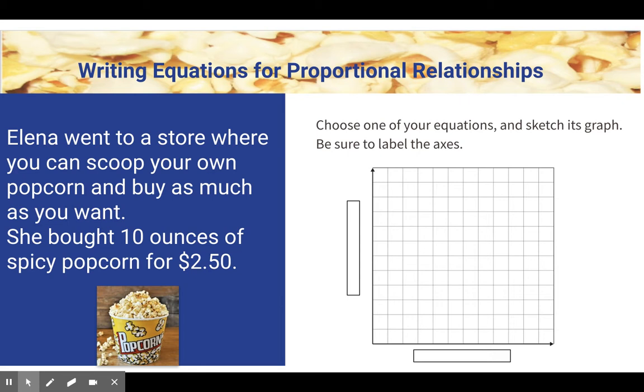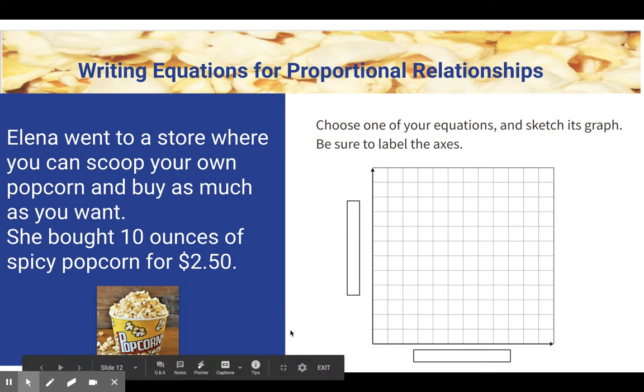For that, you will remember that you're using the equation C equals 0.25p. The constant of proportionality would be 0.25, right? Because that represents how much it costs for 1 pound or 1 ounce. Or you could use the alternate equation and label the x-axis the cost, and the y-axis would be the number of ounces. In that equation, you'll be using P equals 4C.